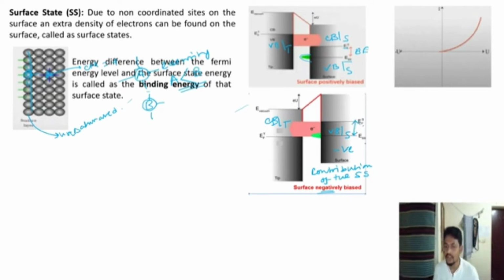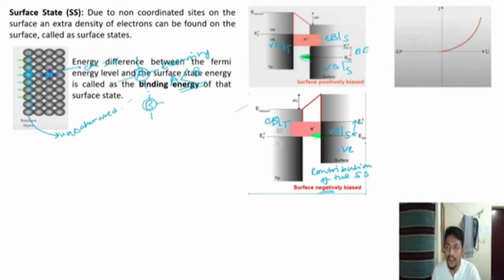The binding energy of the surface state depends on the metal, and it will be somewhat different in each one. The surface symmetry, like if it is FCC(111), the structure of the surface, also determines the binding energy or the position of the surface state, right? So now, okay, keep that aside.